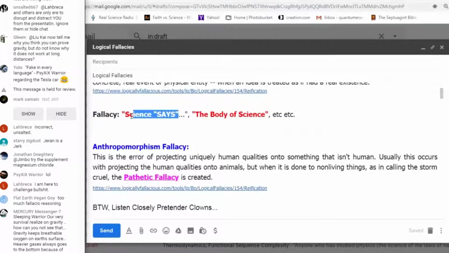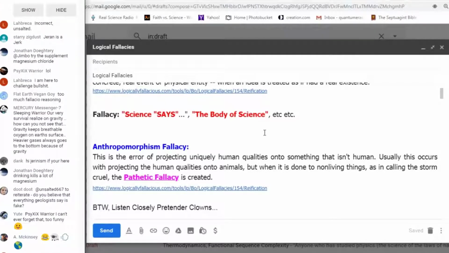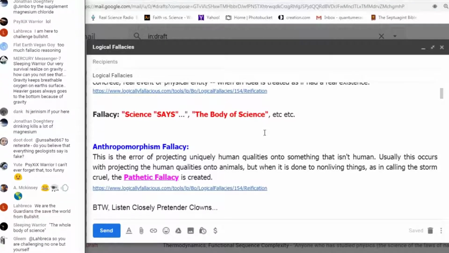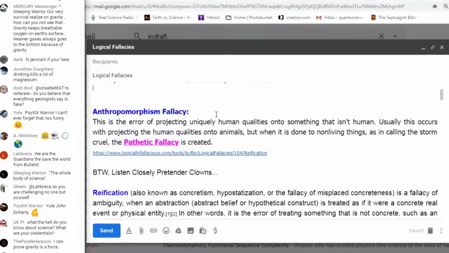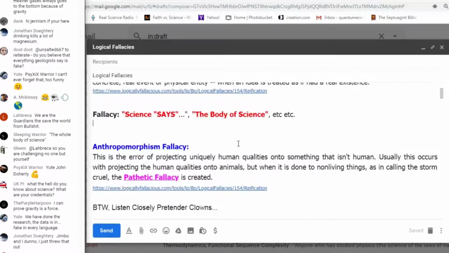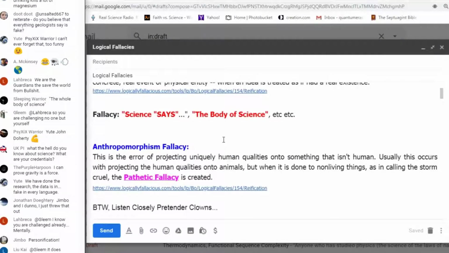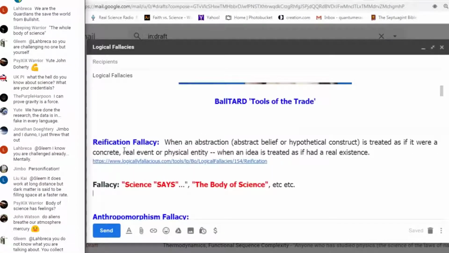So "science says," if we wanted to get really specific with this, I just call it a reification fallacy. I would probably say it's a mix of anthropomorphism with hypostatization, right? But that's neither here nor there. It's just a reification fallacy. So let's go over anthropomorphism. This is an error of projecting uniquely human qualities onto something that isn't human. Usually this occurs with projecting human qualities onto animals. But when it is done to non-living things, as in calling the storm cruel, the pathetic fallacy is created, right? So, like I said, you could categorize these under different subterms, but in the end, it falls under the umbrella of reification.